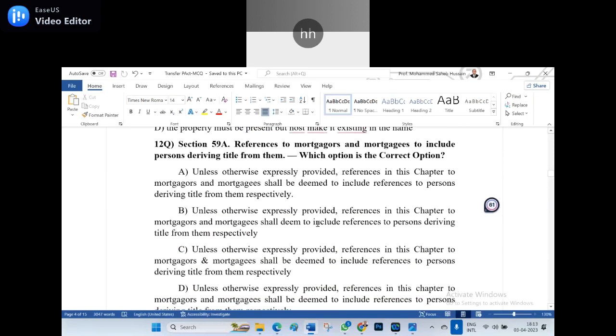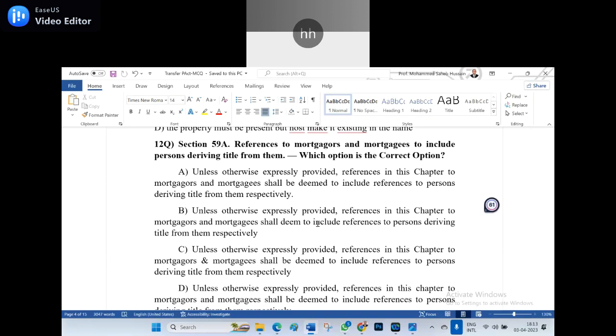So Section 49A, reference to mortgagor and mortgagees to include the persons deriving title from them. Which option is the correct option? A. Unless otherwise expressly provided, reference in this chapter to the mortgagor and mortgagee shall be deemed to include the reference to persons deriving title from them respectively. B. Unless otherwise expressly provided, a reference in this chapter to mortgagor and mortgagee shall deem to include the reference to person deriving title from them respectively.